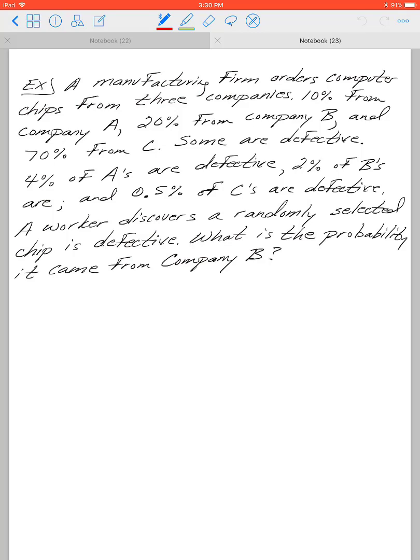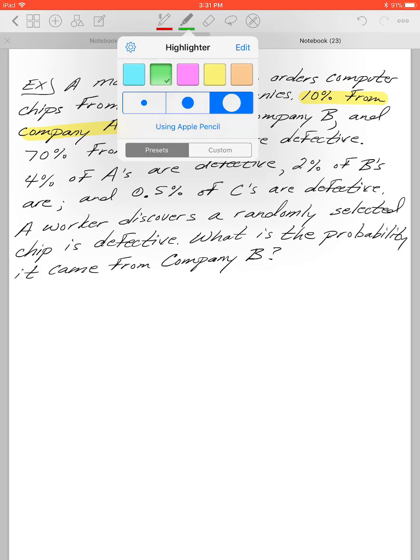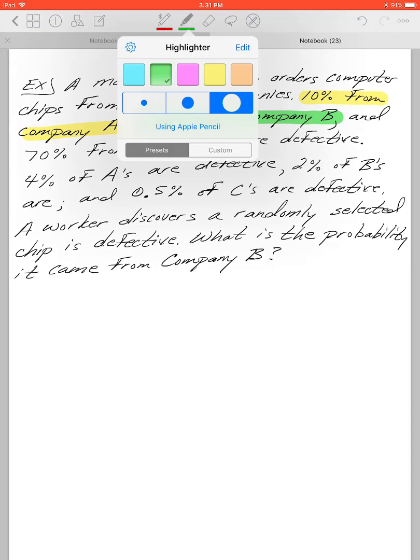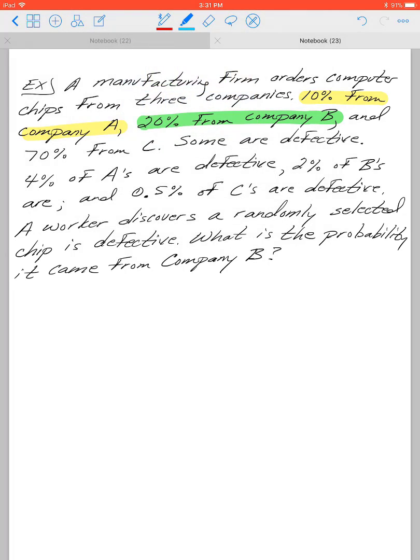10% from company A, 20% from company B, and 70% from C. Let's color code that so we can remember it all. 10% coming from A, that's great. 20% coming from B, also great. And 70% from C. Okay, so we have 3 different companies. And then what happens? Some are defective. So that's the double tier part.